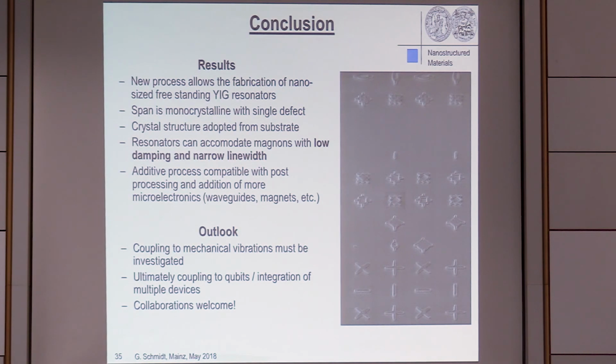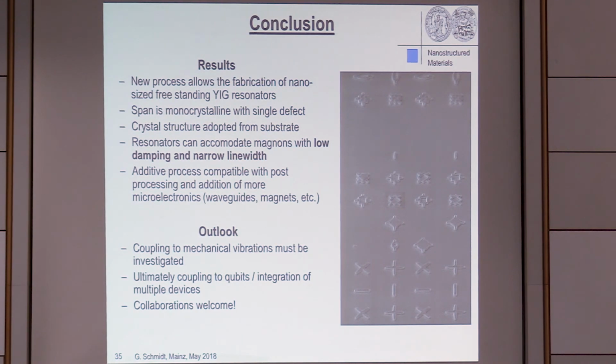And also, it is an additive process, so you can grow the bridges where you want them. You can also make them very close together. If you have electronics which can stand 850 centigrade annealing temperature, then we can add the bridges afterwards. But on the other hand, the bridges are so rigid that we can add any kind of electronics after growing the bridges, so we can add waveguides.